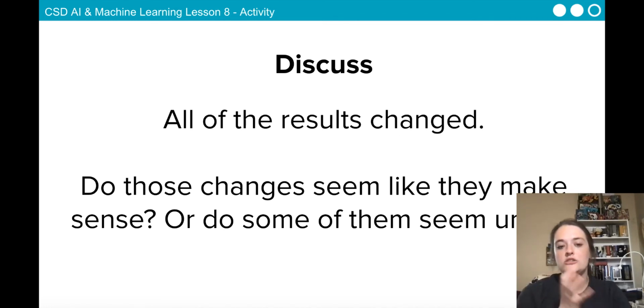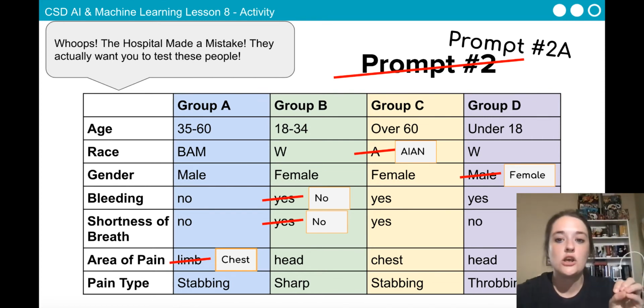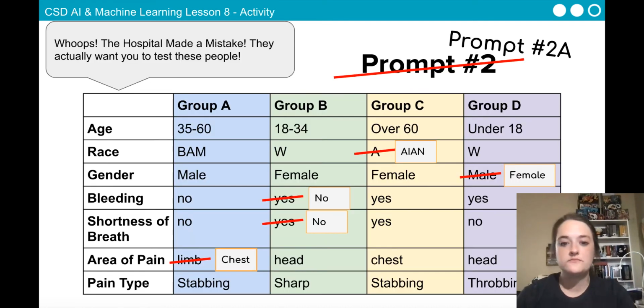So do those changes seem like they make sense? Or do some of them seem unfair? I want you to also add that to your discussion board post. So what you can do for your discussion board, put your results for prompt number 2, and then put your results for prompt 2A, and then put whether or not you feel like those changes make sense or if they seem unfair, okay?